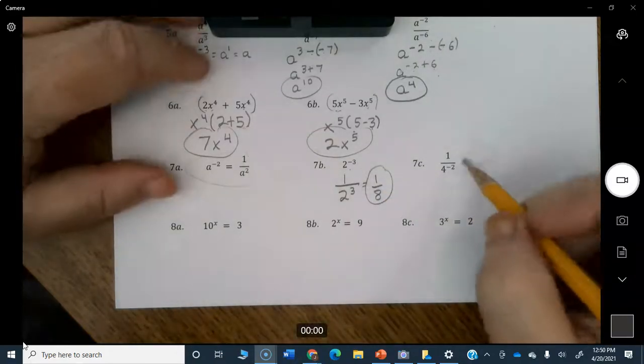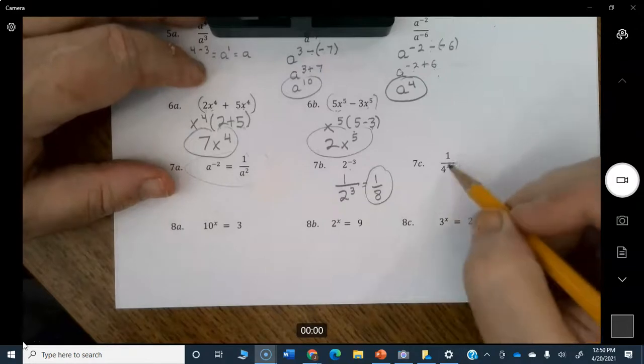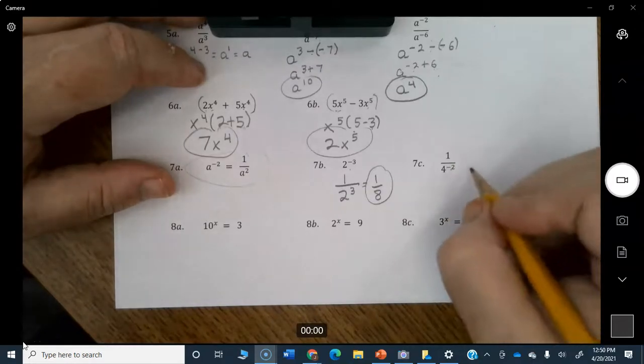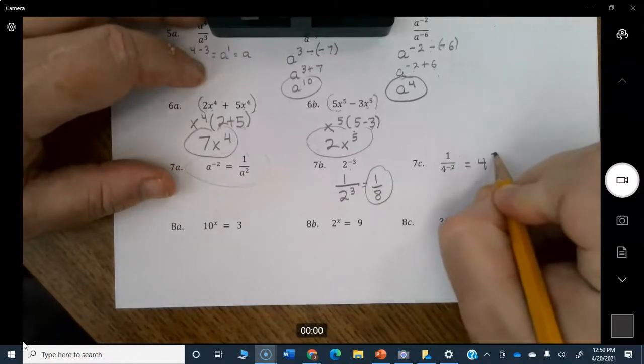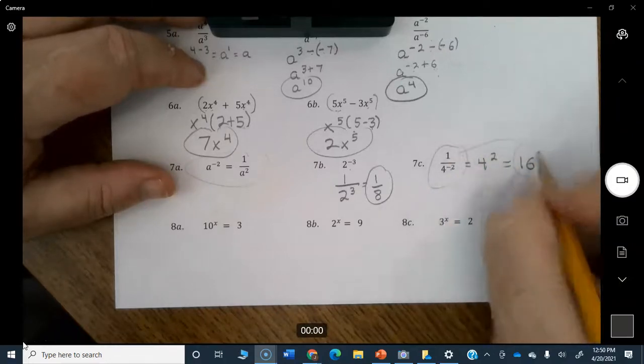How about this one? Well, you're going to change the sign to a positive 2, but that's going to bring it up to the top. It flips. If it's on the bottom, it goes to the top. If it's on the top, it goes to the bottom. So this simply equals 4 squared, and that equals 16. So this equals 16.